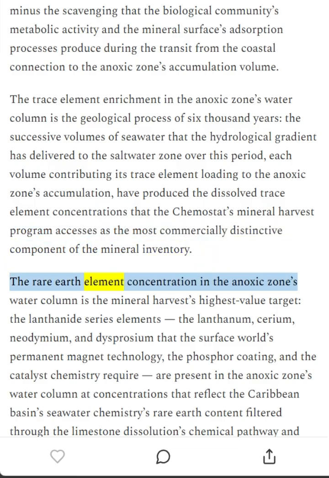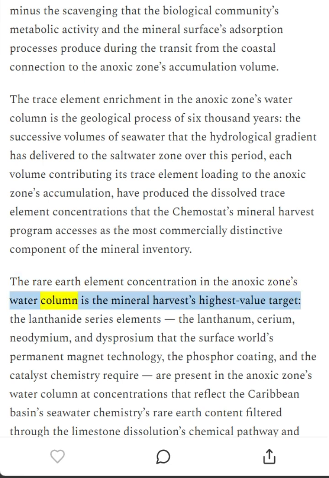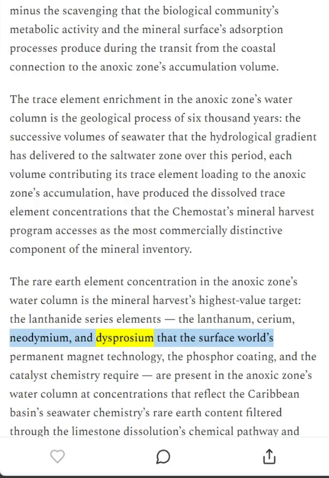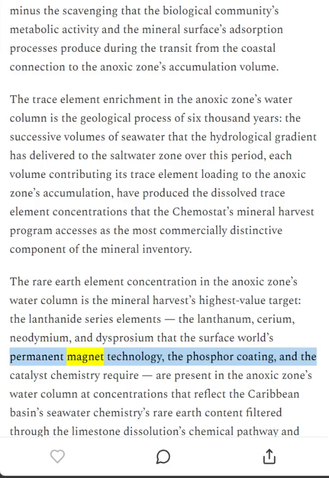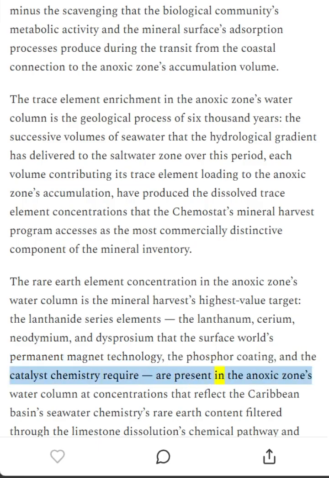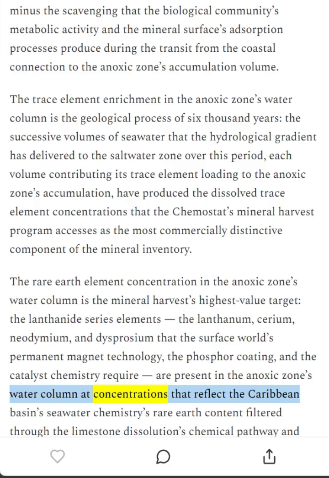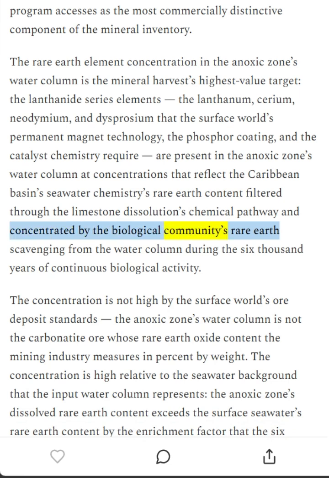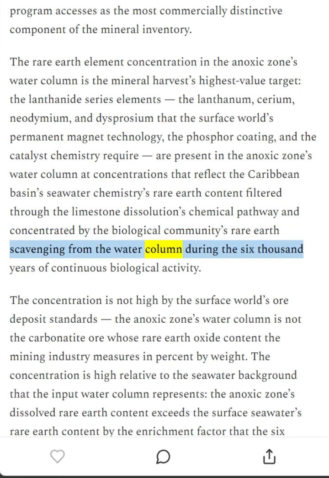The rare earth element concentration in the anoxic zone's water column is the mineral harvest's highest value target. The lanthanide series elements, the lanthanum, cerium, neodymium, and dysprosium that the surface world's permanent magnet technology, the phosphor coating, and the catalyst chemistry require, are present in the anoxic zone's water column at concentrations that reflect the Caribbean basin's seawater chemistry's rare earth content filtered through the limestone dissolution's chemical pathway and concentrated by the biological community's rare earth scavenging from the water column during the 6,000 years of continuous biological activity.